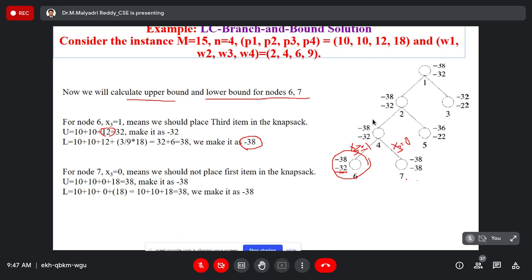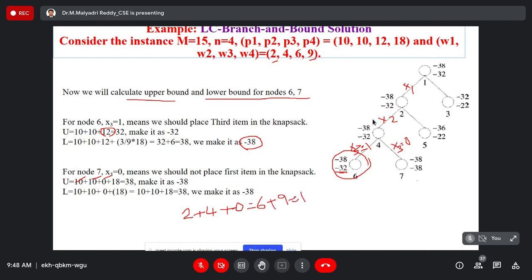Similarly for the seventh live node, that is x1 is equal to 1, x2 is equal to 1, and x3 is equal to 0. So here check this one. x1 is equal to 1, that is its weight is 2. x2 is equal to 1, it is plus 4. x3 is equal to 0. That is the total weight is 6. So here the fourth object we are able to insert. If we remove the third object, the fourth object we are able to insert.